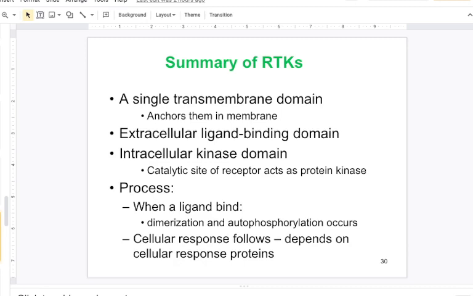Process: when a ligand binds, dimerization occurs and autophosphorylation occurs, changing ATP into ADP. Adenosine triphosphate changes into adenosine diphosphate, and dimerization occurs where the two different receptor complexes come together to form one larger receptor complex. The cellular response follows, and it depends on the proteins within the intracellular space.